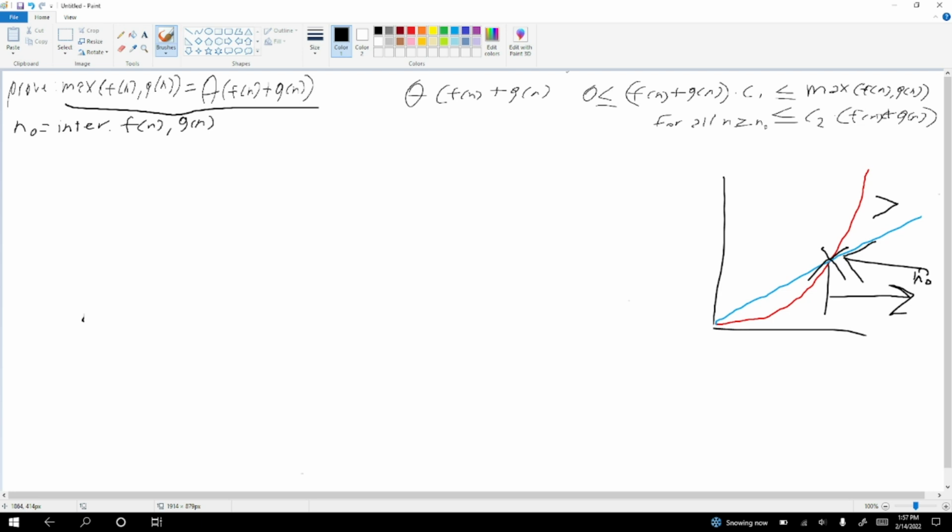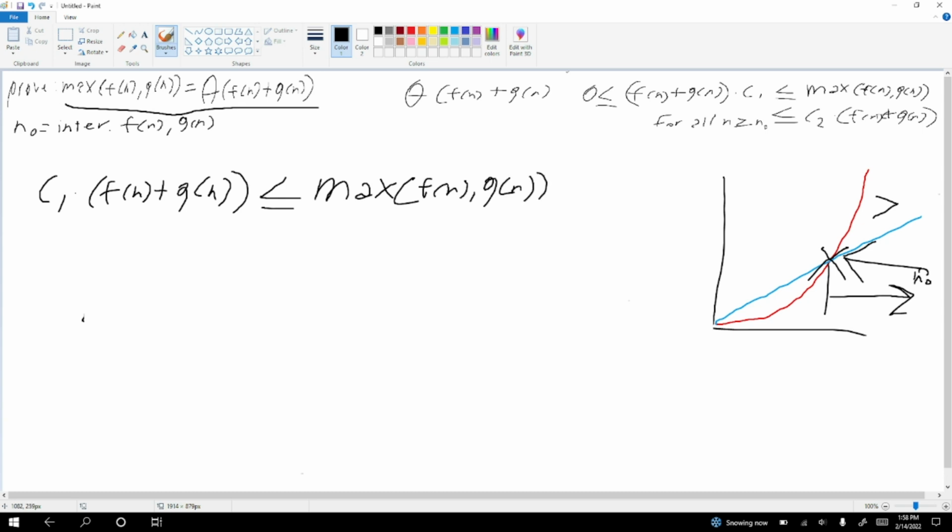So let's now go on to C1. Let's find C1 next. So C1 needs to be a value where C1 times our f of n plus g of n is less than or equal to our max, for all n greater than n0, right? So we need to find our C1 where this works.